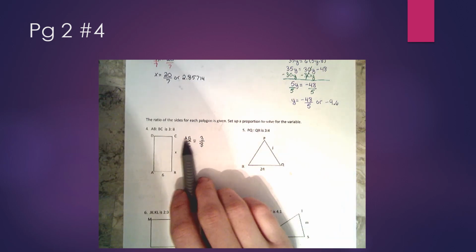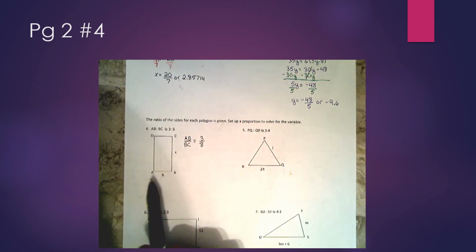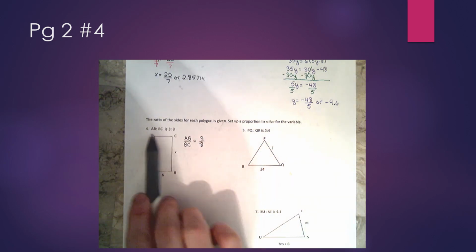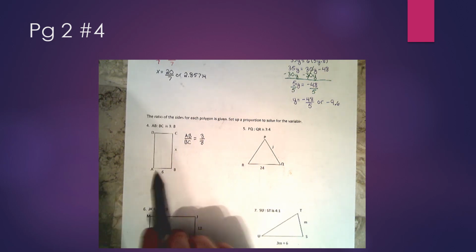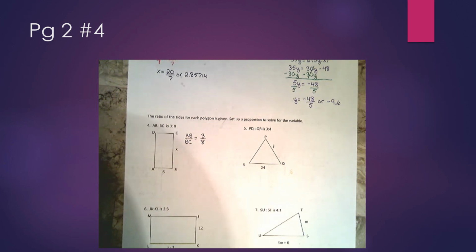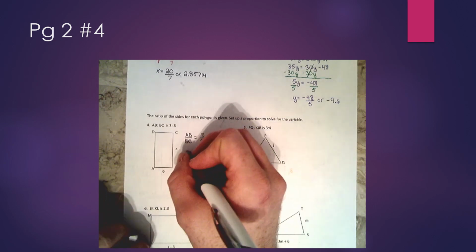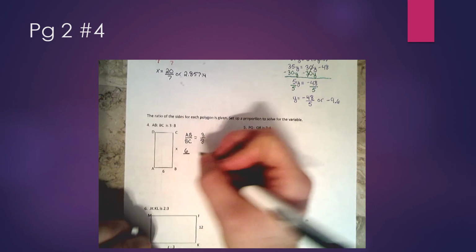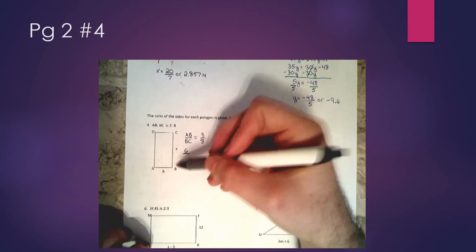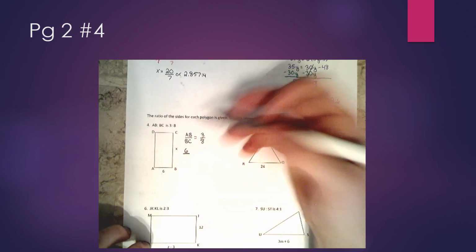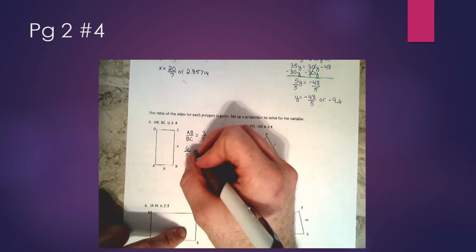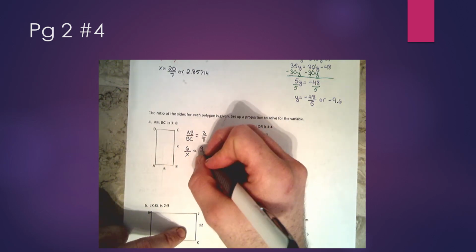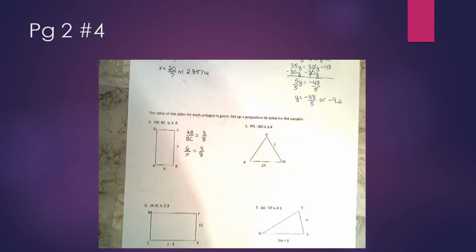Instead of keeping it as AB over BC, I'm going to change it with what I see inside this picture. So first one they said was AB. Well, AB, they already told us, is 6. So I'm going to have 6 over, and BC in this case was our variable. They said it was just labeled as x. So I have 6 over x would be equal to the ratio of 3 over 8, or 3 to 8.